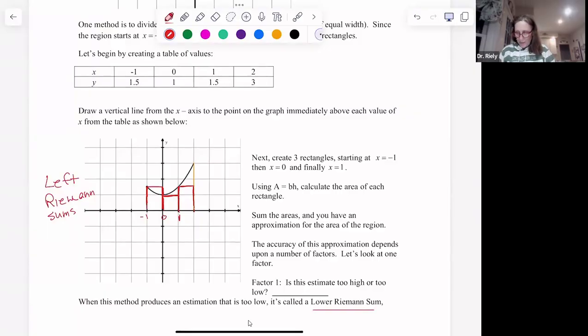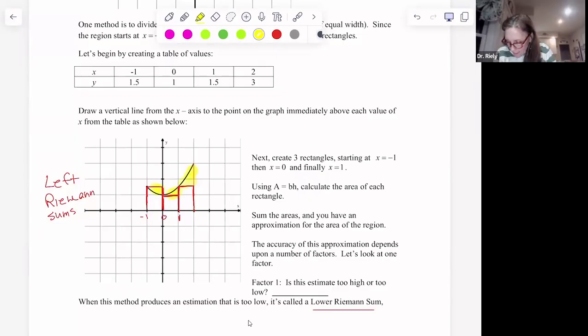Just looking at this, what I'm seeing is that I'm going to have an underestimate here, because that should go up higher, an underestimate here, and an overestimate here. That's kind of what I'm seeing right now. So let's figure out how I'm going to do the math of this.